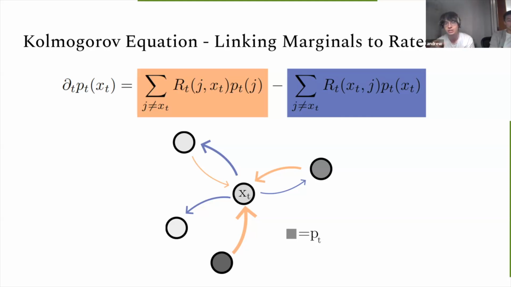The inflow mass in orange, if we're focusing on state xt, is computed by summing over other states j, looking at the rate from j to xt, and multiplying that by the marginal distribution of state j. That gives you the total orange incoming mass. Then you look at the outgoing mass. You look at the rates from xt to other states j and multiply that by the marginal distribution of xt, and that gives you the total blue outflowing mass. The difference between these inflows and outflows is the rate of change of the marginal distribution at time t.